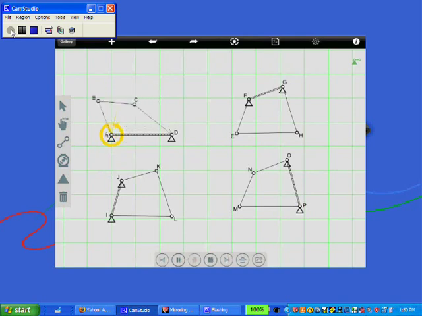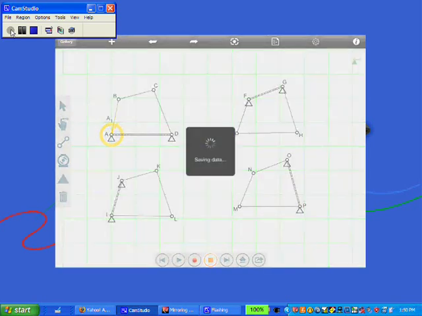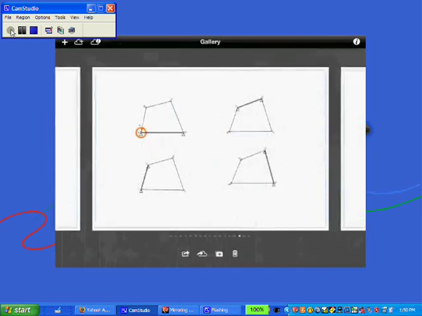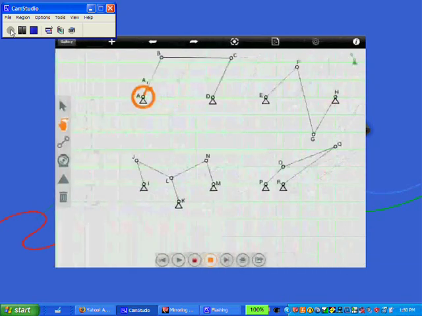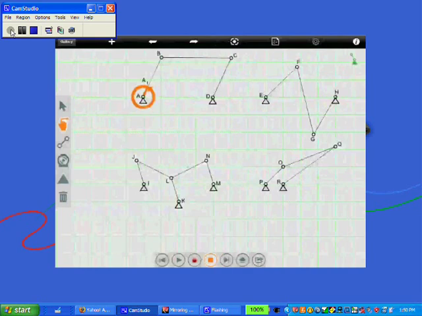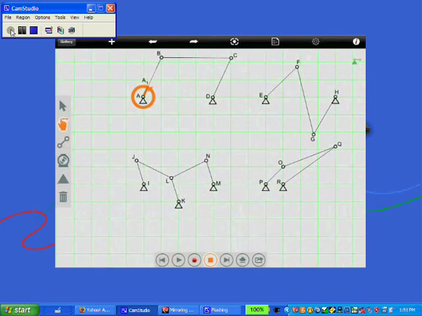Now, finally, we're going to turn our attention to class 3. These are our class 3 mechanisms. Class 3 are also Grashof, but they're a special case of Grashof. This is a case where the shortest plus the longest is equal to the other two links. And we're going to go ahead and show motion there.